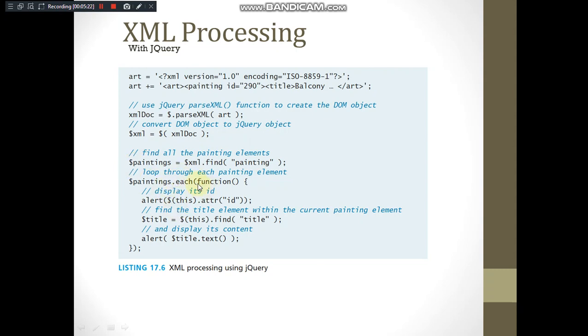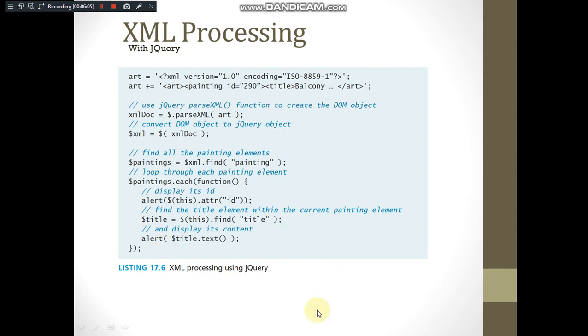For each, what you are doing is $paintings.each, you are using the function. This is the way the function is written inside jQuery. Then what you are doing inside the function is just displaying the attribute ID of that particular object. So here this is how we make use of this pointer, which refers to the object with which we are working right now. Similarly, you can search the title for the same object and display the title here by using $title.text. This is how jQuery can be used for processing the XML document.